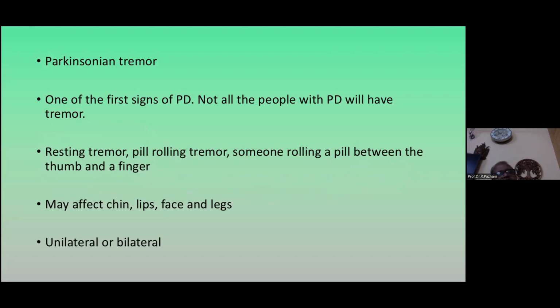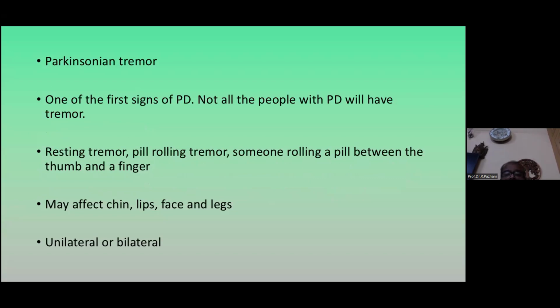Parkinsonian tremor. One of the first signs of Parkinson's disease is a tremor in the hand. Not all the people with Parkinson's disease will have tremor. So if you don't see a tremor, but they have bradykinesia, mask-like face, and a slow gait, then you keep in mind it is Parkinson's disease. It can be idiopathic Parkinson's disease, and they don't need to have tremor in all the patients.